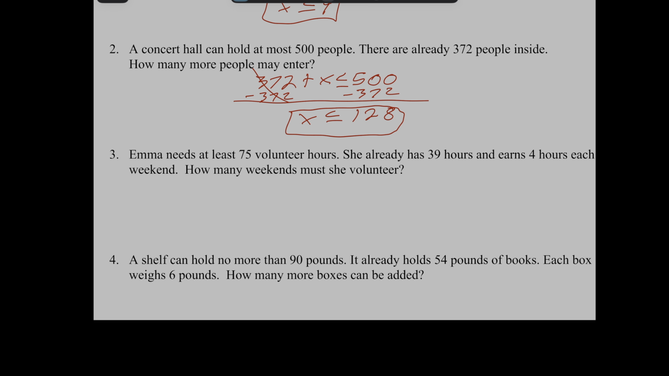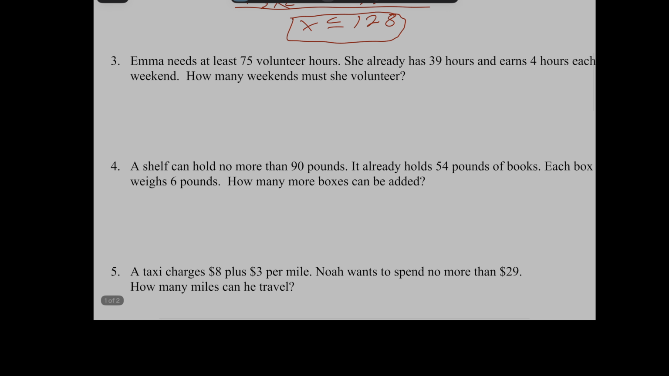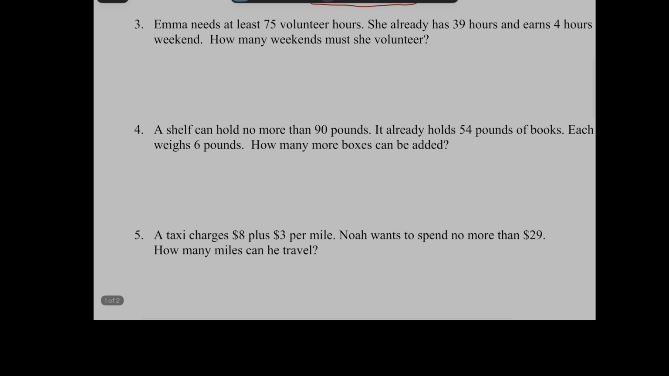And then that's it. So any number that's smaller than 128 will work. Now, if the question was, how many people do you need to hit capacity? Then it's equal to 128, right? You don't do the less than or equal.